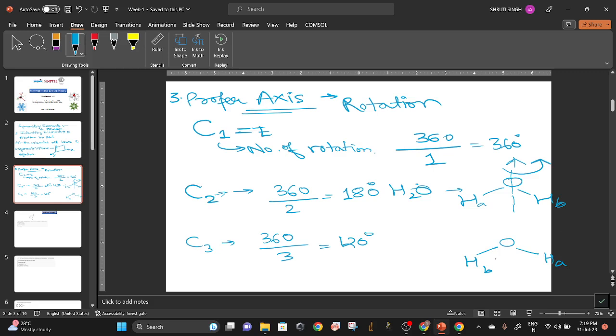Don't get confused by the names B and A. They are still hydrogen only. I am naming them for my convenience. And when I rotate it again by 180 degrees, we will get back the original configuration. HA will come this side and HB will come this side. So this means that this molecule has a C2 axis. C3, can you guess a molecule which has C3?